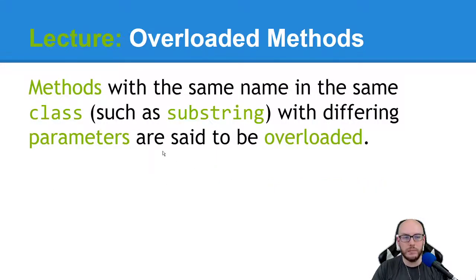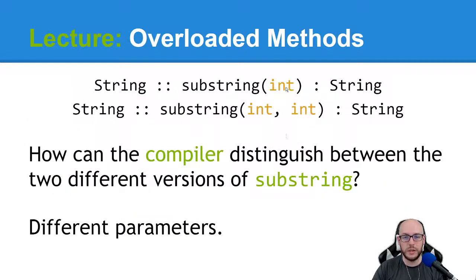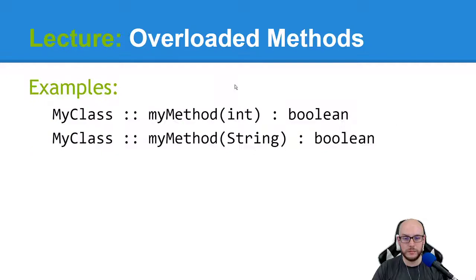Methods with the same name in the same class, such as substring, with different parameters are said to be overloaded. So we have a word for this. I have 2 versions of substring. They have differing parameters. Notice that they're both in the string class. That's what this means over here. This method substring is defined in the string class. This method substring is defined in the string class. So I have methods with the same name in the same class, but the parameters are different. We would say that substring is overloaded.